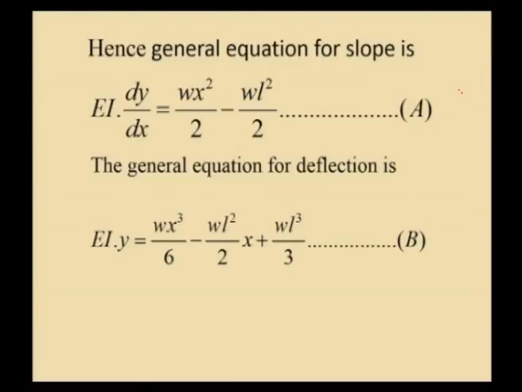For example, if I am interested in slope at the free end, I need to put x equal to 0 in the equation A, that is in the slope equation. If I want deflection at the free end, I will have to substitute x equal to 0 in the deflection equation, that is the equation B. Similarly, if I am interested in slope and deflection at any intermediate point, say for example at the midpoint of the beam, I need to substitute x equal to L by 2 in the slope and deflection equations to get the slope and deflection values at the midpoint of the beam respectively.